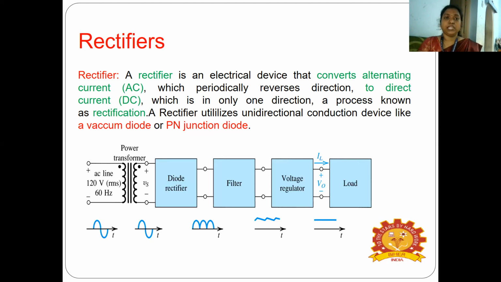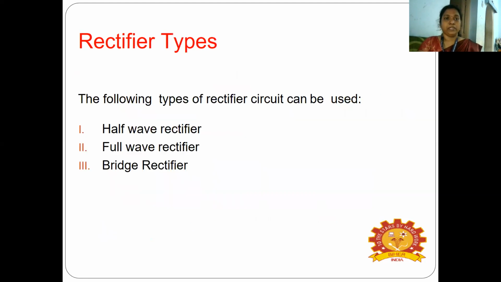So these are the processes you have to undergo, and finally it is given to the load. You can see that we have a voltage V0 and a current IL for the particular signal. These are the processes after rectification also, because we are going to see only the rectifier here. That is the first step. After that you have a filter, then you regulate the voltage, and finally it is supplied to the load. So this is the rectifier's job here.